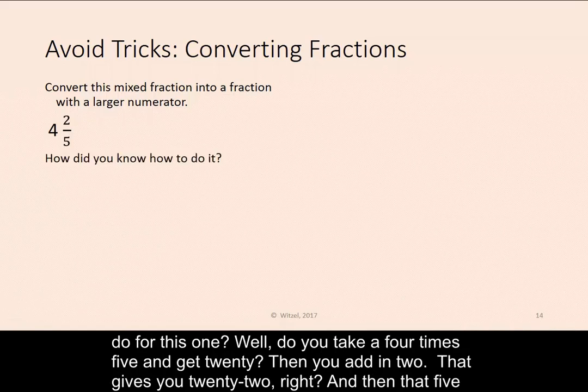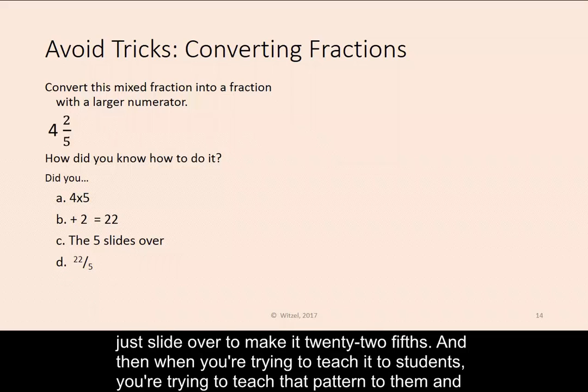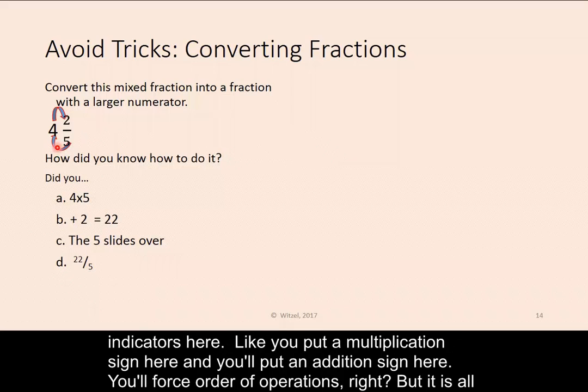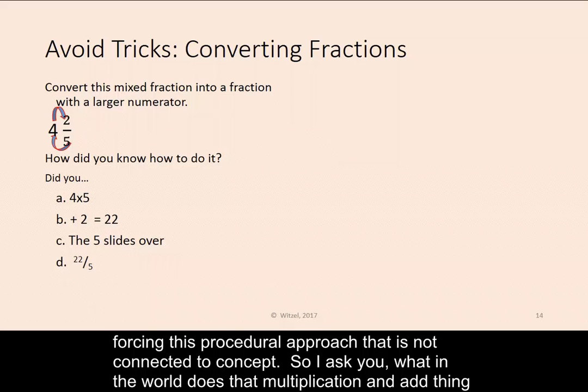Well, do you take 4 times 5 and make 20? Then you add 2. That gives you 22, right? And then that 5 just slides right on over to make it 22/5. And when you're trying to teach that pattern to students, they're getting confused. So you learn, I better draw some arrows to help remind them, right? Sometimes we'll even put in little indicators, like a multiplication sign here and an addition sign here, and you'll force order of operations, right? But it's all forcing this procedural approach that's not connected to concept.